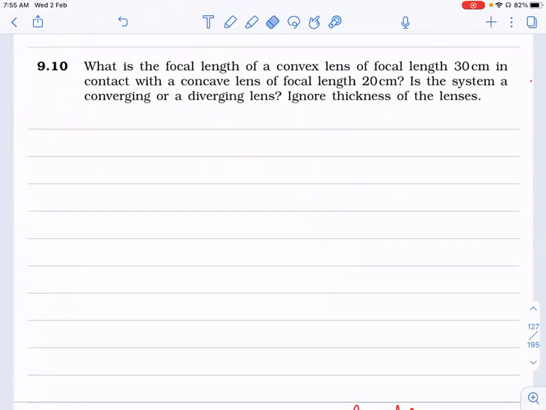What is the focal length of convex lens of focal length 30 in contact with the concave lens of focal length 20? Is the system converging or diverging? Ignore the thicknesses of the lens. तो वैसे करेंगे लेंस फॉर्मूला लगा के, आई मीन लेंसेज इन कांटेक्ट, क्या आ रहा बोलिए?